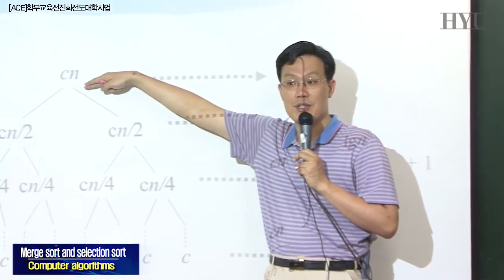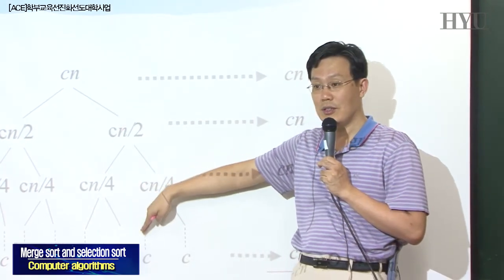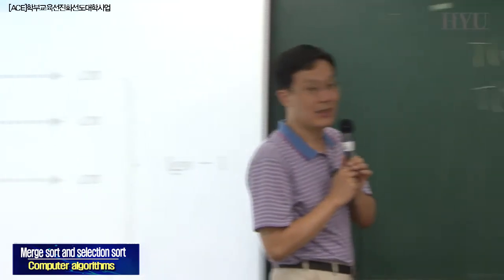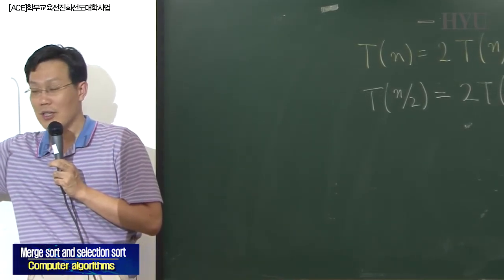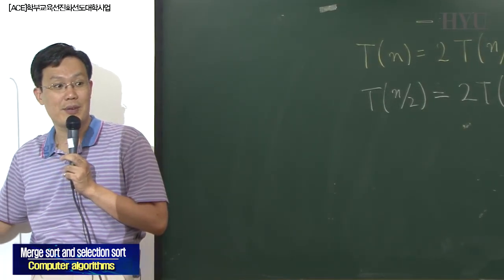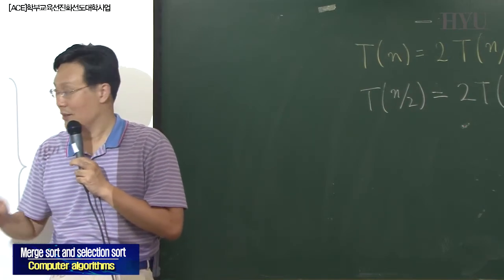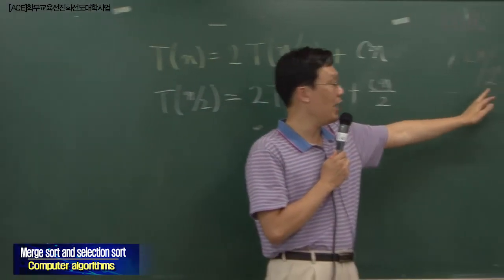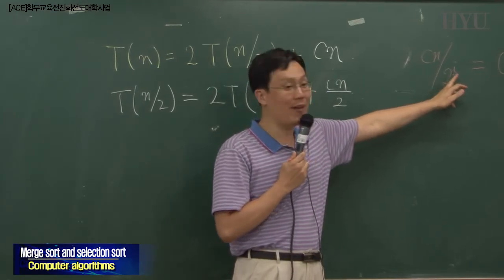This is level 0, and level 1, and level 2, level i. Then, in level 1, it is divided by 2. In level 2, it is divided by 2 squared. And then, in level i, it is divided by 2 to the i. So, we have to compute i.